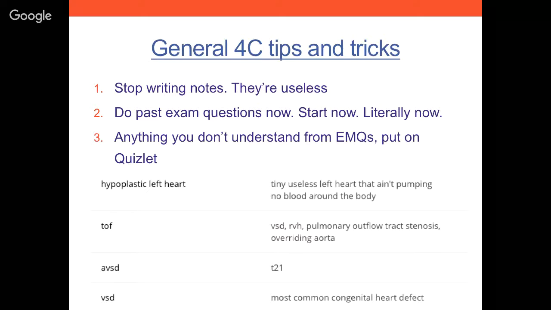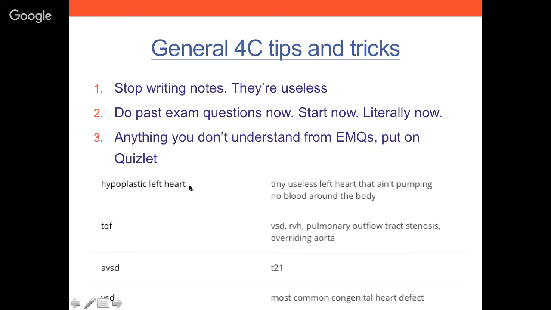I think they provide you with a few past exam questions. Maybe you have them from other resources, I don't know. But either way, pastmedicine.com is really, really good, or BMJ OnExamination. I think pastmedicine.com is actually fantastic. It costs like $20, but it's worth it. Anything you don't understand on the EMQs, put into your Quizlet.